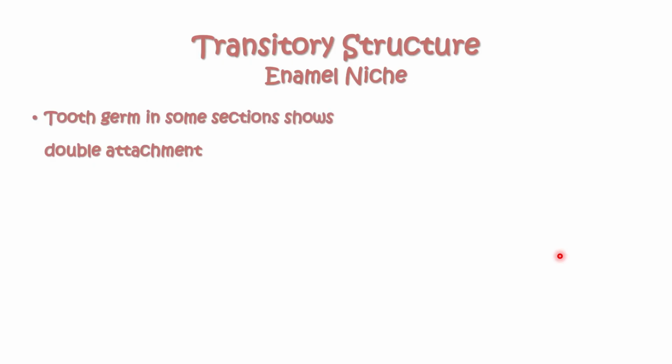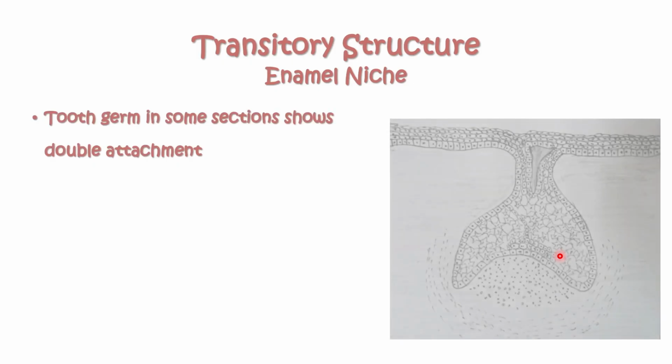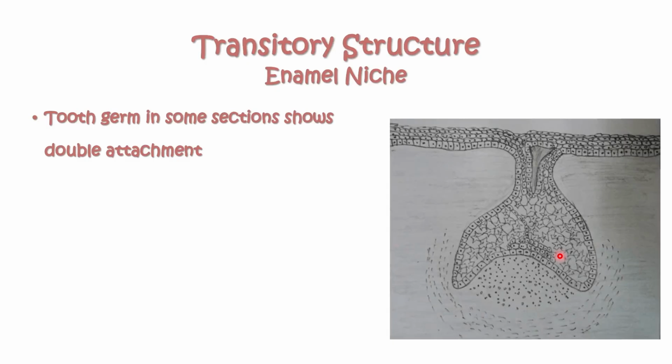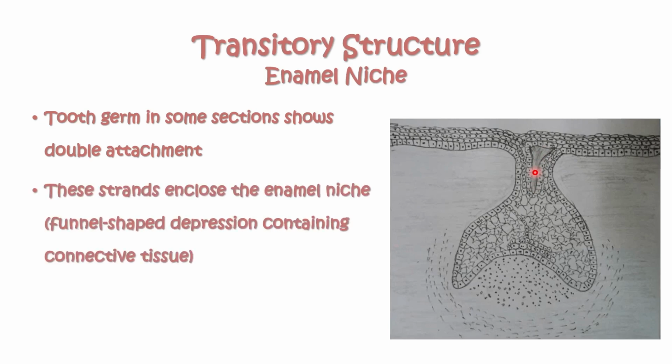Now the transitory structures during the cap stage of tooth development. The first one is enamel niche. In certain sections, the dental lamina may appear as double attached. The dental lamina is not always a single rod-like structure. Here in the picture, it is shown as a single rod-like structure, but there might be 2 or 3 attachments. Between these attachments, there is connective tissue present. This central connective tissue-filled area is known as enamel niche.